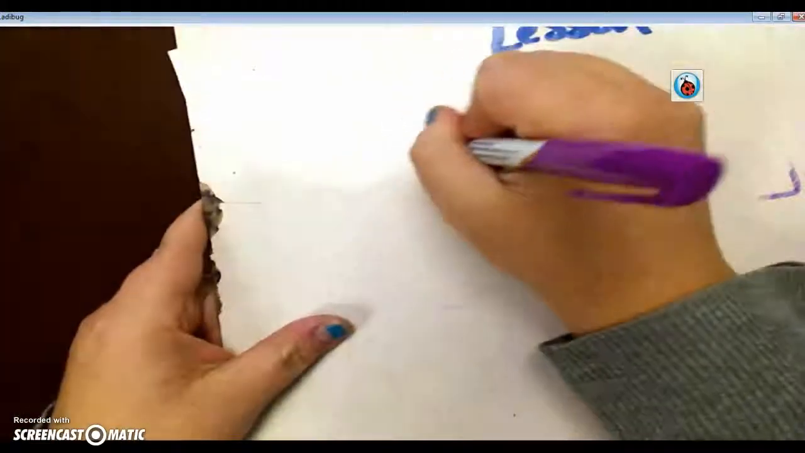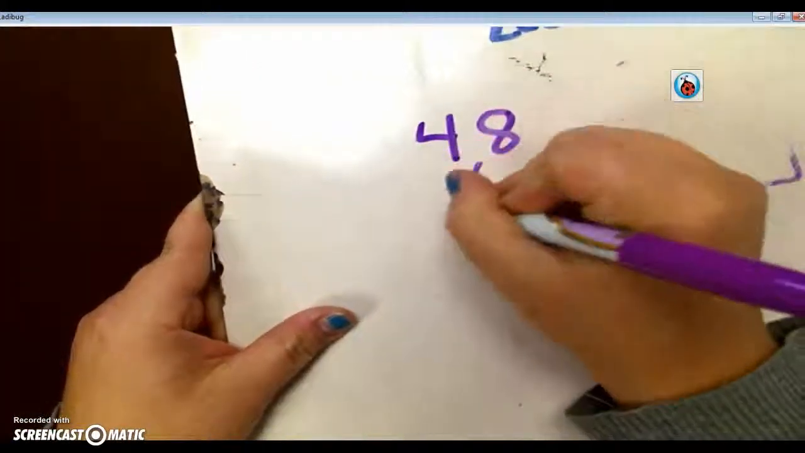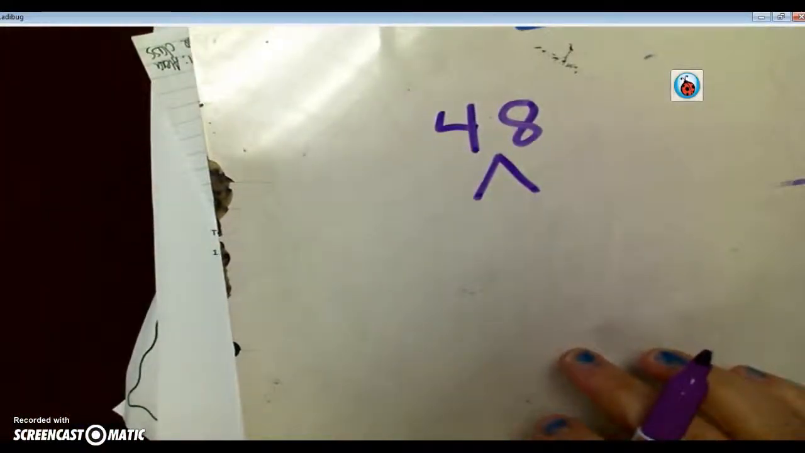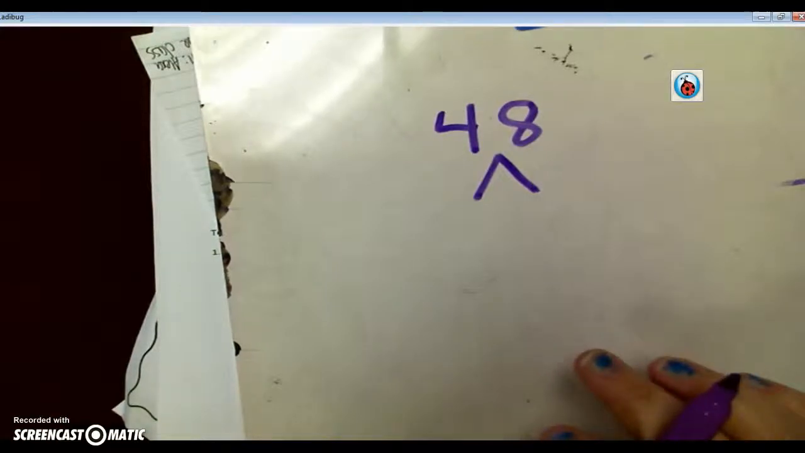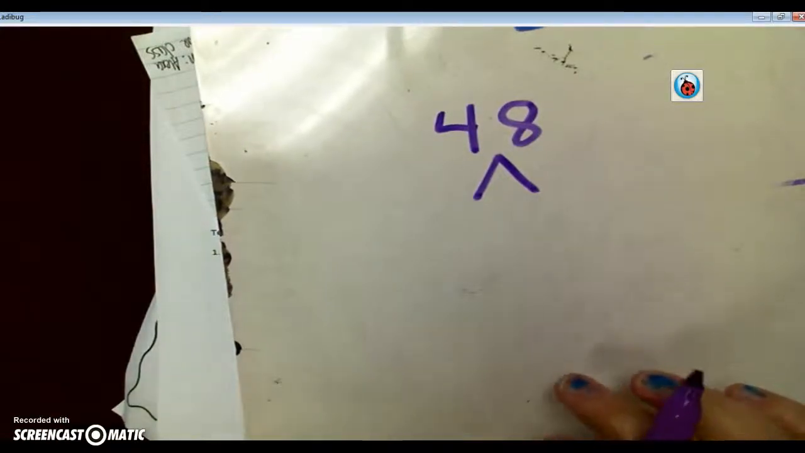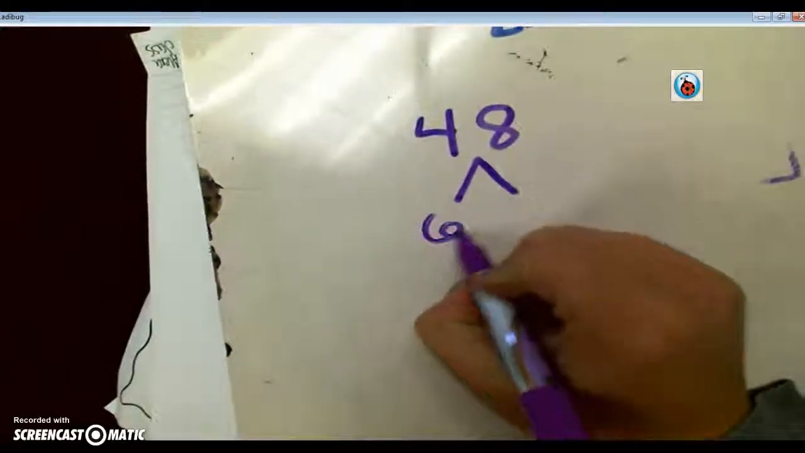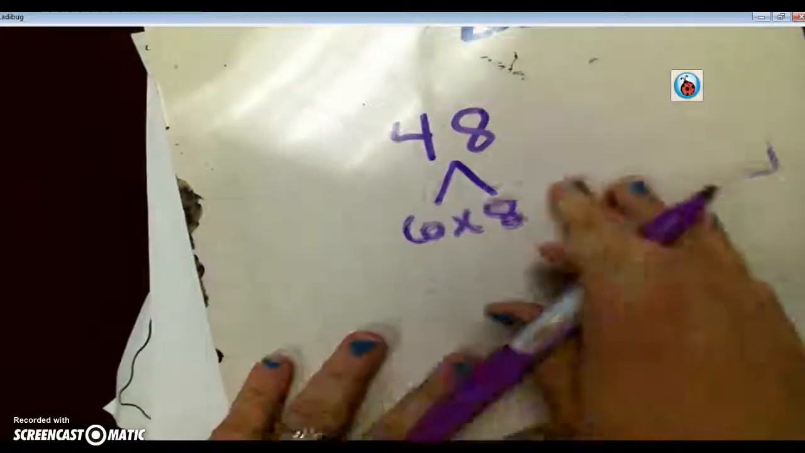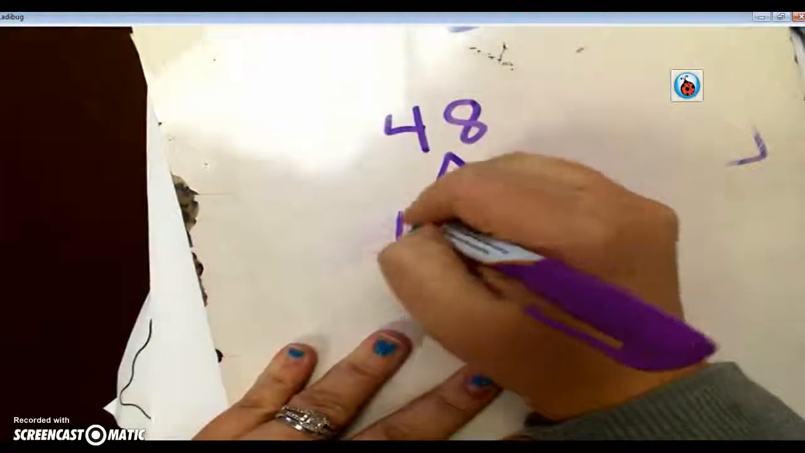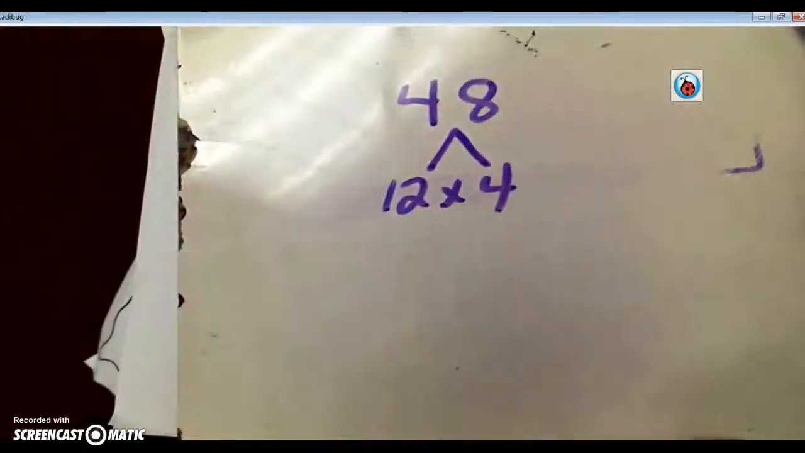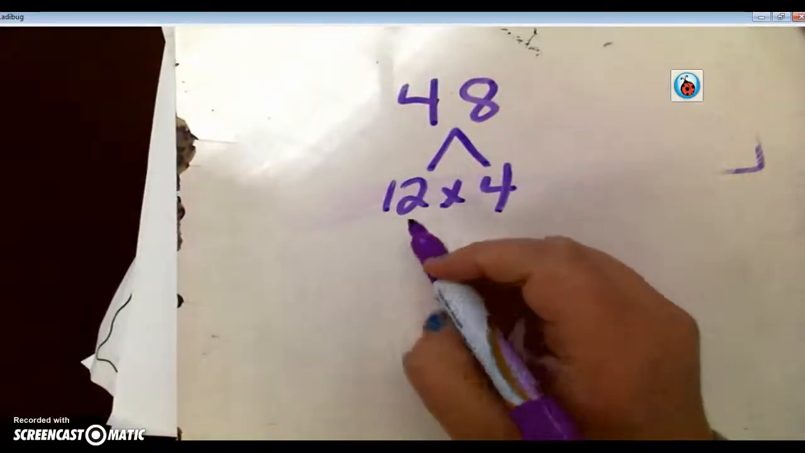Let's do 48. I want to show you one more, then I will give you one to do on your own. When I do 48, does it matter which factor pair I start with? No. Do I want to start with 1 and 48? No, because then I'm just going to have to do 48 again. So I'm going to start with 6 times 8. Actually, we'll start with 12 times 4. Okay? Is 12 prime? No, because it's even, I know it's divisible by 2 at least.